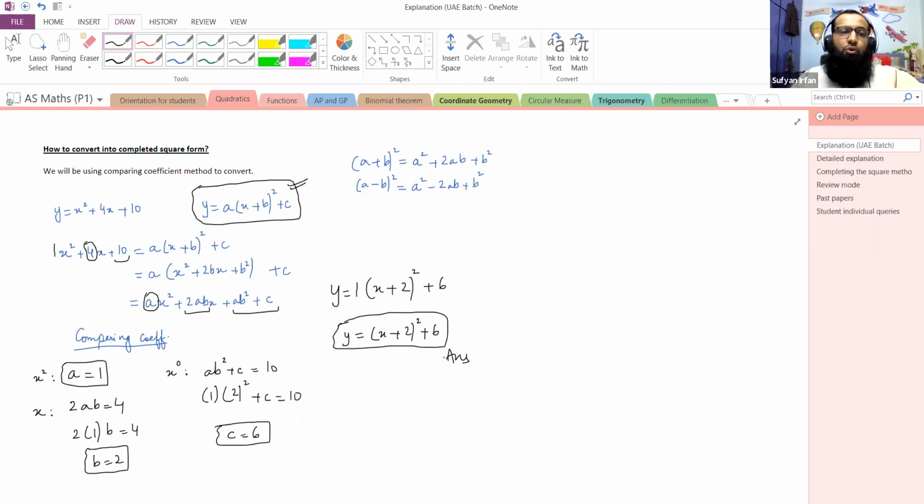So have you all understood how we have to convert into completed square form? Are we all clear with it? Or are there any confusions? Just share your feedback so that I can move forward accordingly.